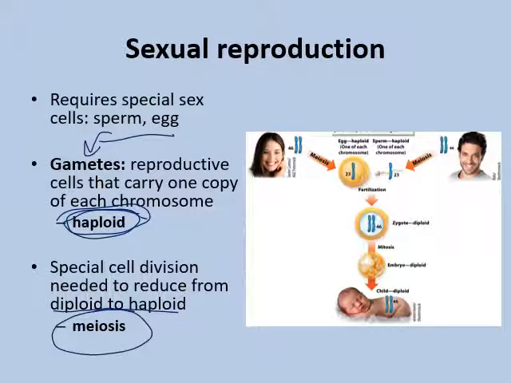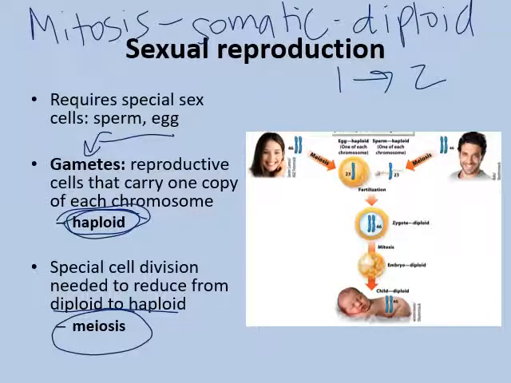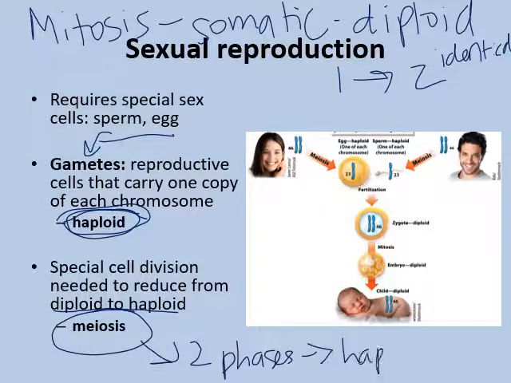Okay. So again, mitosis is somatic cells, and it's still diploid, always diploid. You're just taking one cell and making it into two, right? And they're identical. Okay. Meiosis has two phases, and we're making it into a haploid cell, so only one chromosome. Okay.